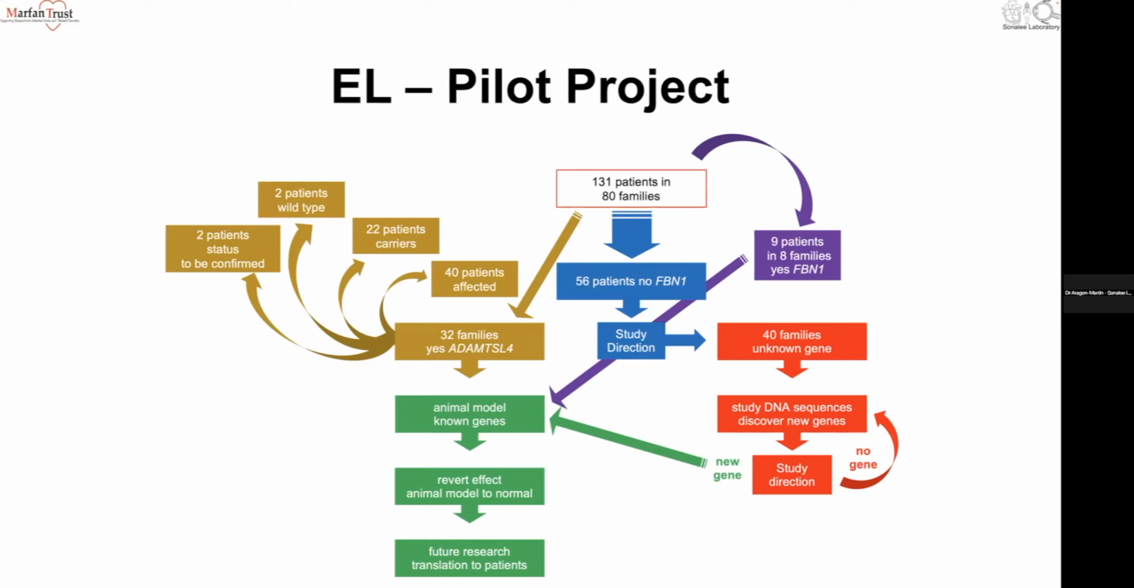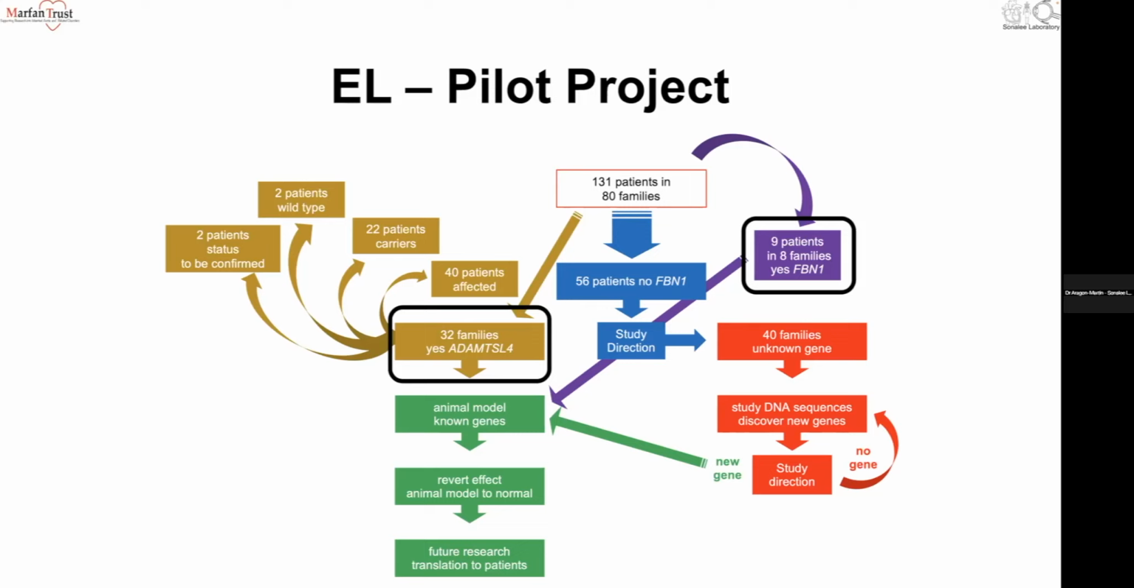So we started a pilot project with a cohort of 80 families, including 131 patients in total with isolated ectopia lentis, where the principal participant of each family was Sanger sequenced with the two known isolated EL genes, the FEN1 and the ADAMTSL4. We found that 8 families were positive for FEN1 and 32 families were positive for ADAMTSL4. This makes sense since FEN1 and ADAMTSL4 are proteins found in the zonular fibers.